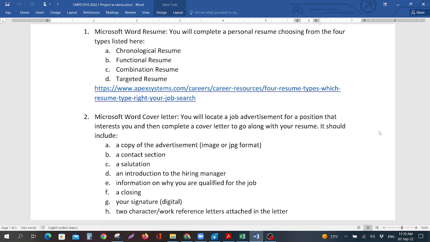You're also going to get 2 real character or work references from people you've worked for, volunteered for, or people who could vouch for your character. Again, you're going to get those letters, take pictures of them, and attach them. You're going to put them as images inside the actual Microsoft Word document. So your cover letter should be 4 pages.